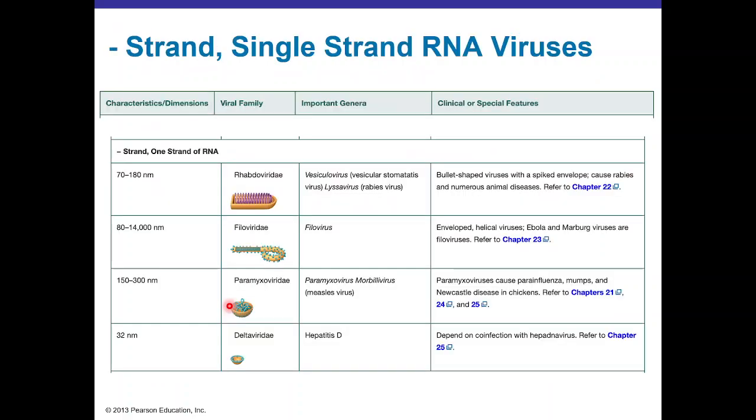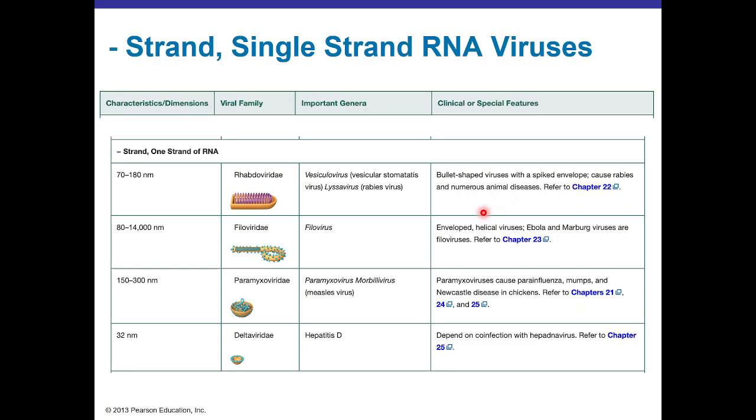And then for negative-strand single-stranded RNA viruses. So we have rhabdoviruses that have a bullet shape. We have filoviruses that have a rod shape. We have Paramyxoviridae, which are basically viruses that are complex. Deltaviridae that are defective viruses that are small. And rhabdoviruses can cause rabies in numerous animals.